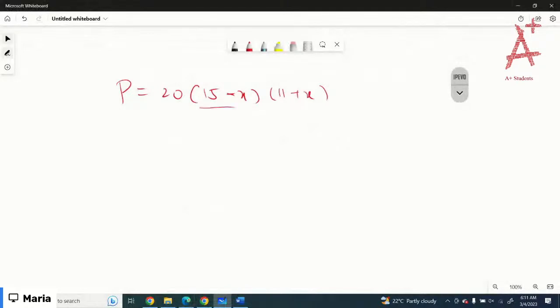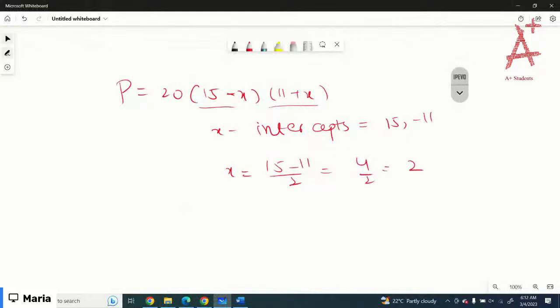So the equation is in factored form. Got it? 15 minus x and 11 plus x. So the x-intercepts are 15 and negative 11. When you put both of them equal to 0, 15 minus x and 11 plus x, it would be 15 and negative 11. So you can calculate the axis of the parabola like (15 minus 11) over 2. It would be 4 over 2 and that equals 2. Sorry, that is the axis of symmetry. Got it?